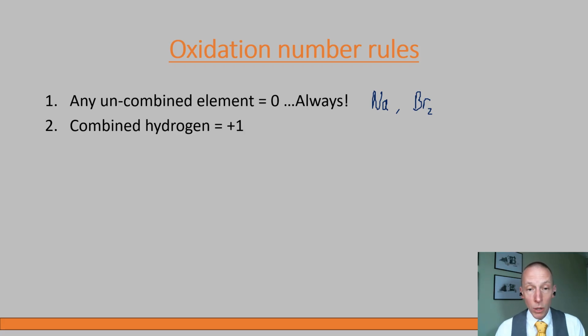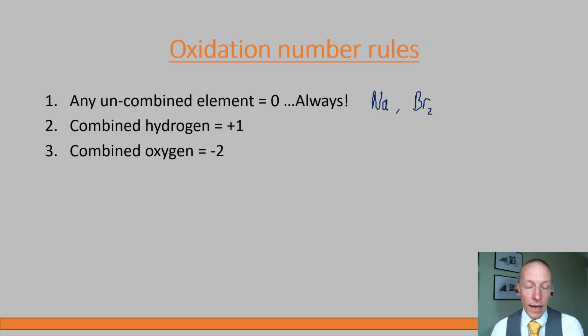When hydrogen is combined, it has an oxidation state of +1. Certainly, initially, that's what we're going to use. There are some variations, as always, with any good rule, there are exceptions to that rule. But as far as we're concerned, to start off with, when hydrogen is combined with something, it has an oxidation state of +1. The same with oxygen. That has an oxidation state of -2.